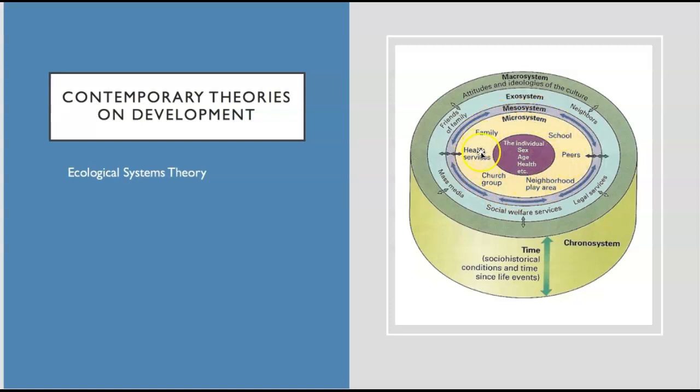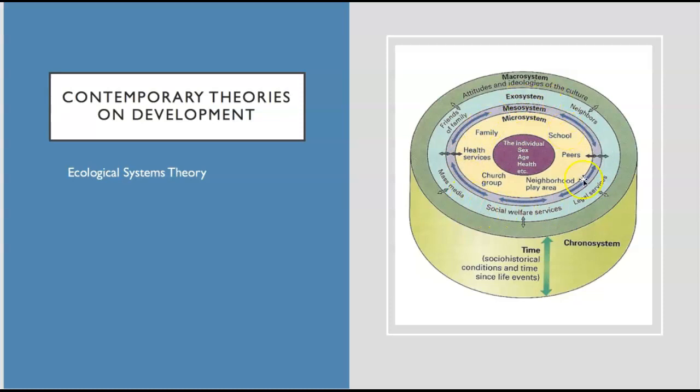So the first one is the microsystem, and these are the systems that have an immediate effect or interaction with the individual. So these can include our family, our schools, our peers. When two or more microsystems interact, we have a mesosystem. So when parents go to school for parent-teacher conference, that's a mesosystem.